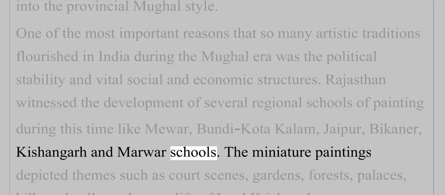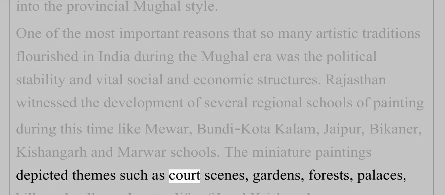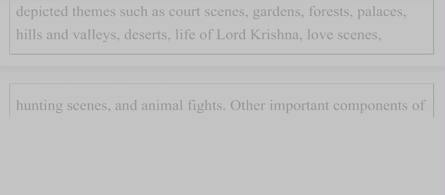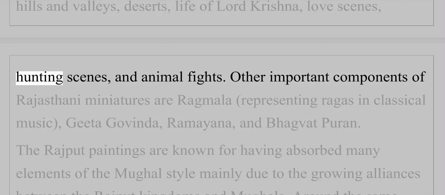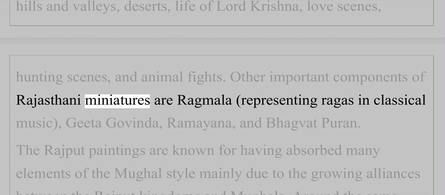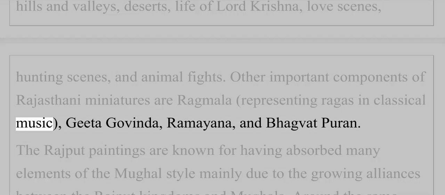and Marwar schools. The miniature paintings depicted themes such as court scenes, gardens, forests, palaces, hills and valleys, deserts, life of Lord Krishna, love scenes, hunting scenes, and animal fights. Other important components of Rajasthani miniatures are Ragmala, representing ragas in classical music, Gita Govinda, Ramayana, and Bhagavad Puran.